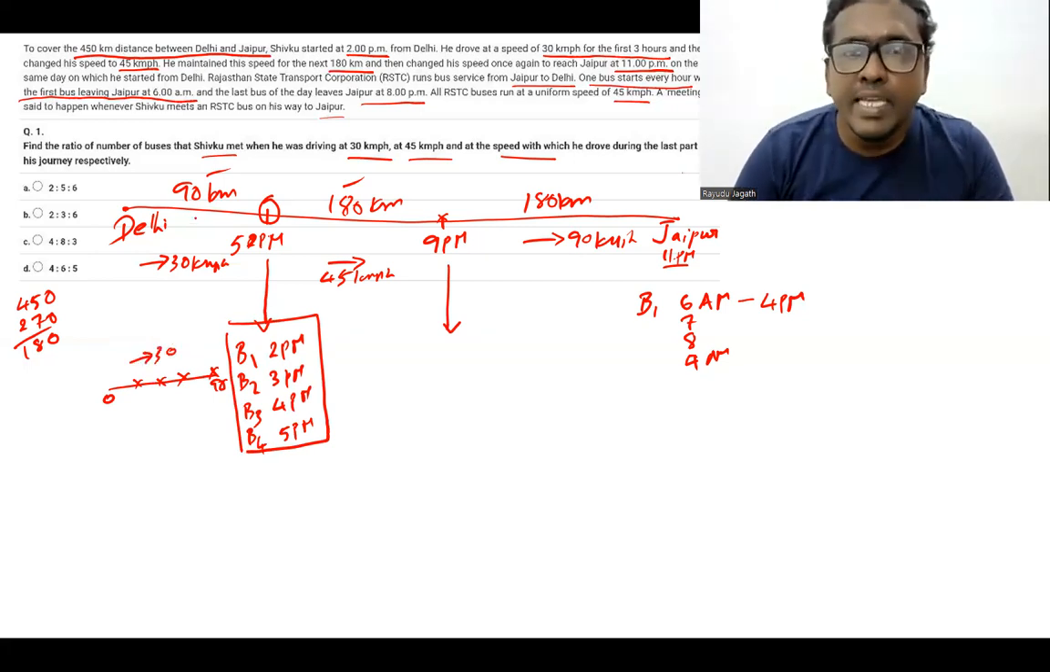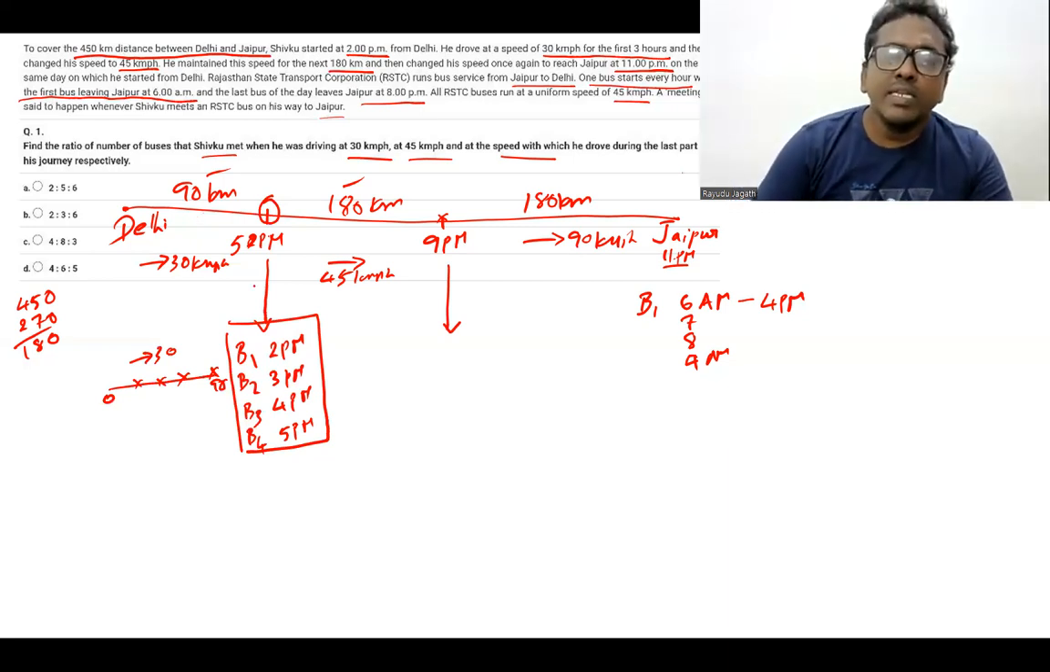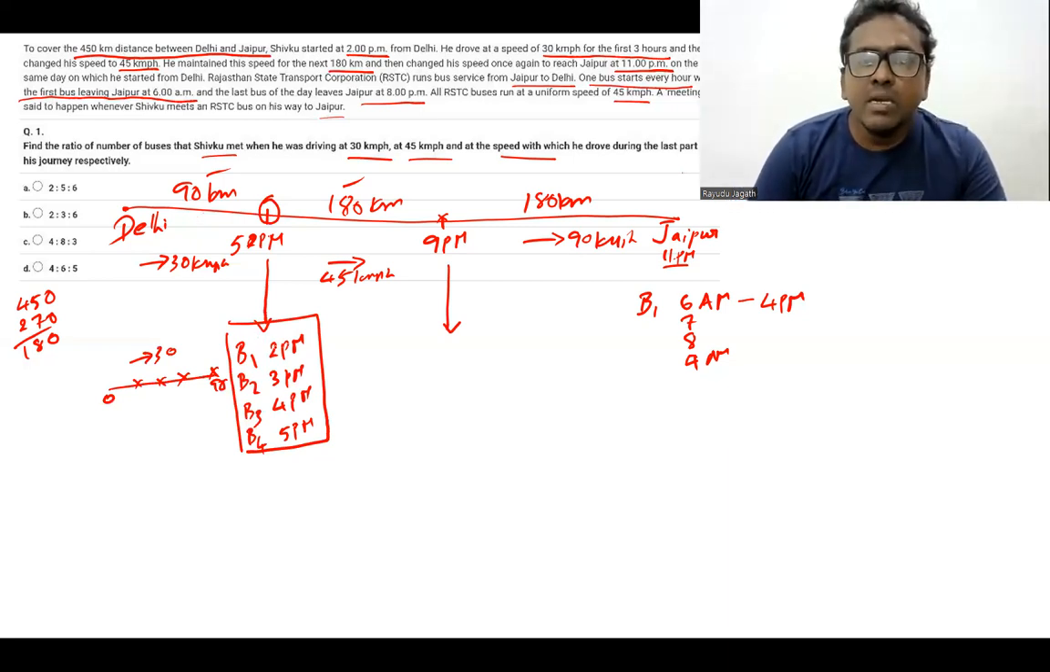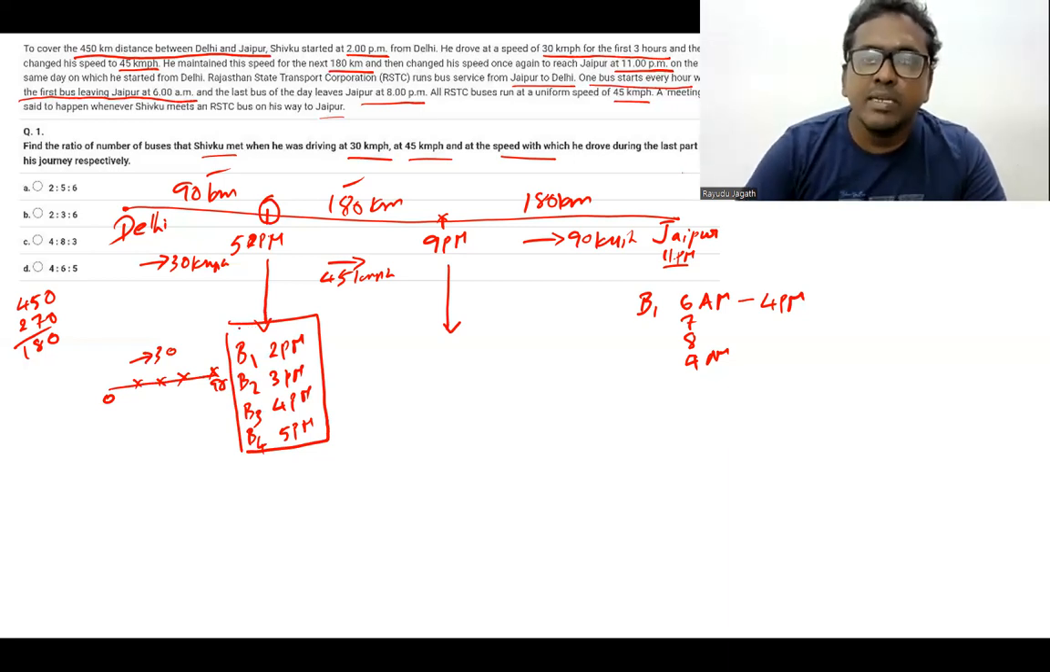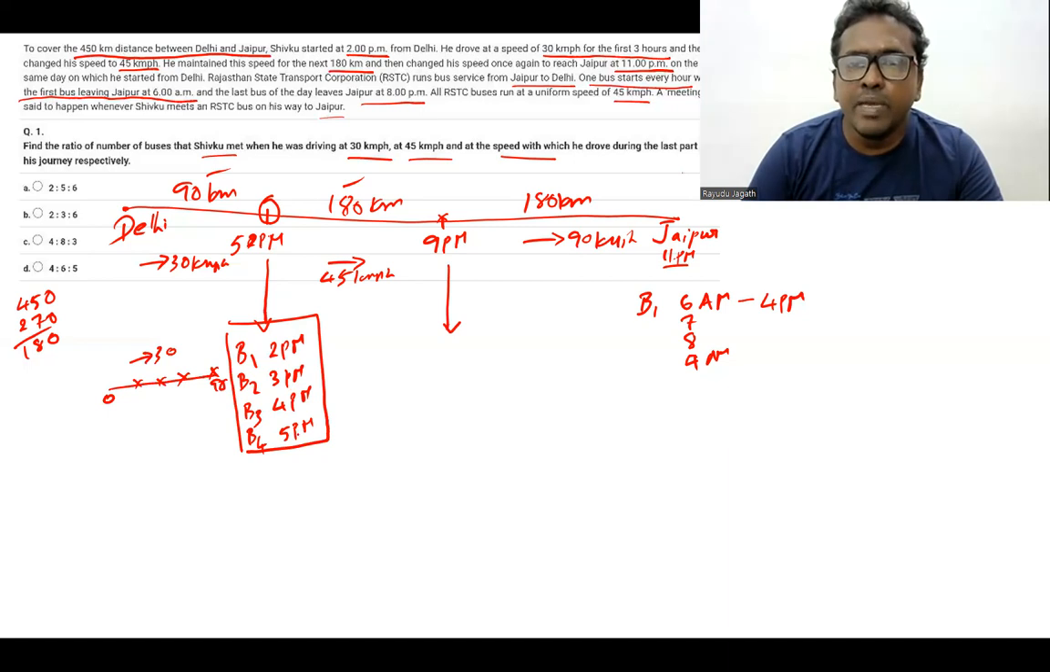That means before the 90-kilometer point, Shiva meets a total of 4 buses. Bus 1, bus 2, bus 3, bus 4 started at 6 a.m., 7 a.m., 8 a.m., 9 a.m. Bus 1 will be at the 90-kilometer point at 2 p.m., whereas bus 2, bus 3, bus 4 will be at the 90-kilometer point at 3 p.m., 4 p.m., 5 p.m.